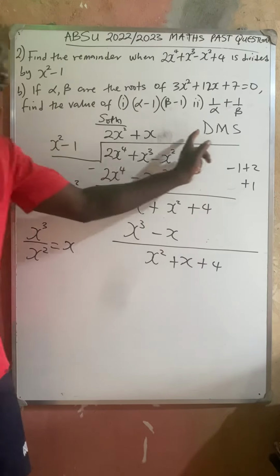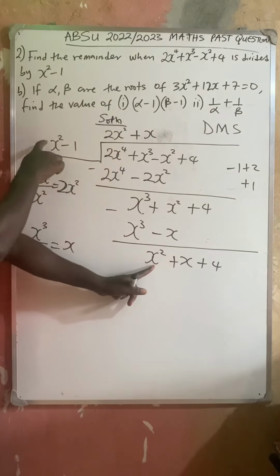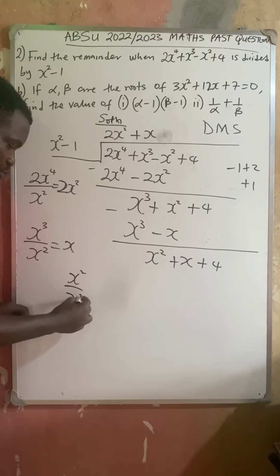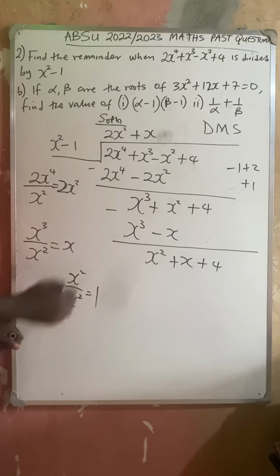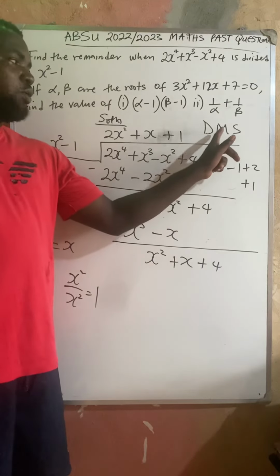So we continue the DMS again, and D said what? Only the first man will divide the first man. So we have what? X squared divided by x squared. When anything divides itself is 1. You write your answer here, plus 1. I am done with my D. I will move to M.